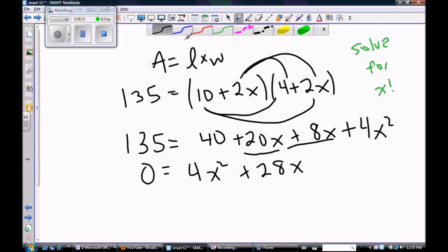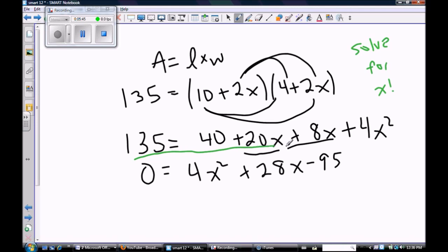40 minus 135 is negative 95. So here it is. Now I have a quadratic equation that looks more like the quadratic equations we were used to. So how do I solve for x? Well, there's no point in completing the square because I'm not interested in any sort of maximum or minimum.